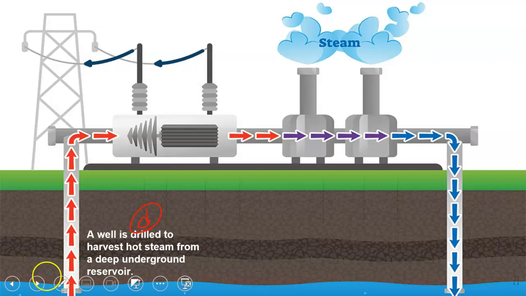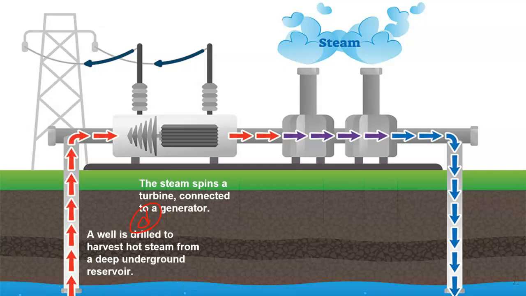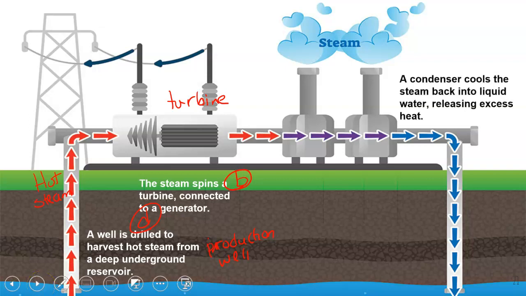Then basically what it does is it goes up to the turbine. This is called the injection well. I'm sorry, this is called the production well. This is hot steam. The hot steam, just like in fossil fuel power, turns this turbine. This is letter B, to generate electricity.